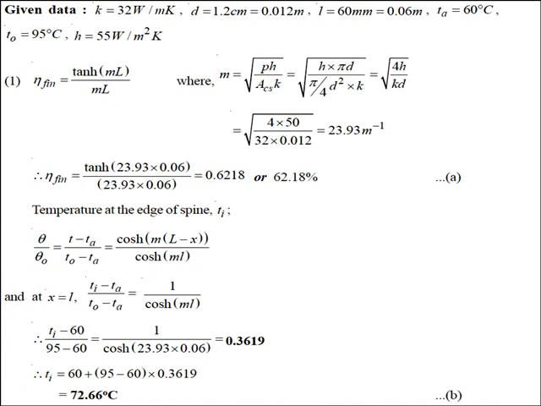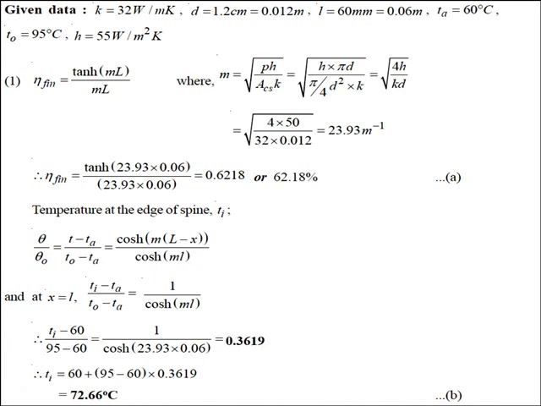So if we want to know the temperature at the edge of the fin, we have to go for theta by theta 0, that is (T minus Ta) divided by (T0 minus Ta), that is equal to cosh(M(L minus x)) divided by cosh(ML). We know that at x equals L, the equation reduces to (Ti minus Ta) divided by (T0 minus Ta) equals 1 upon cosh(M times L).